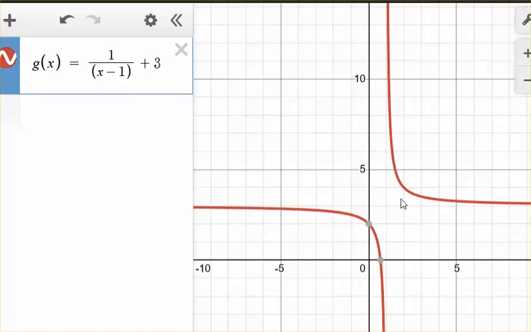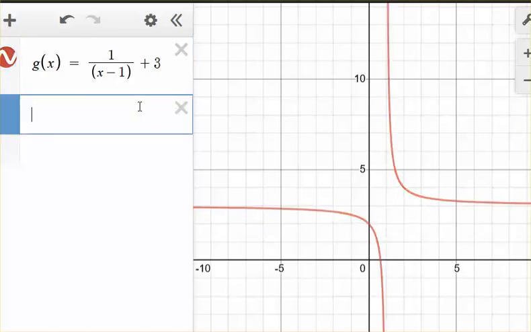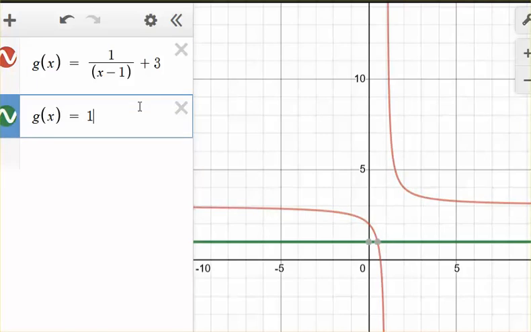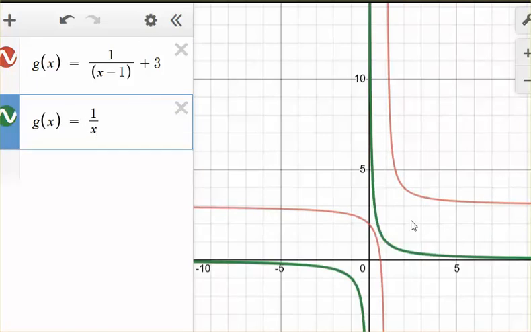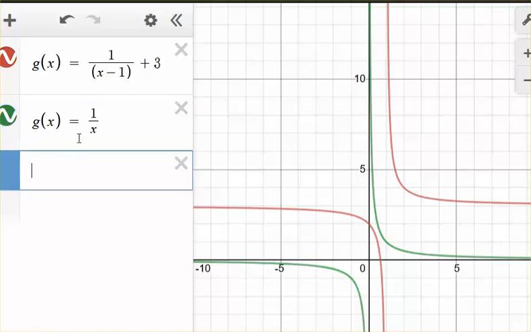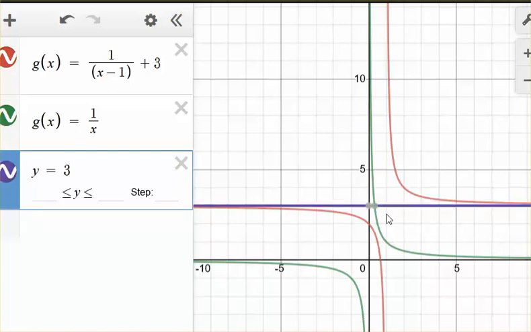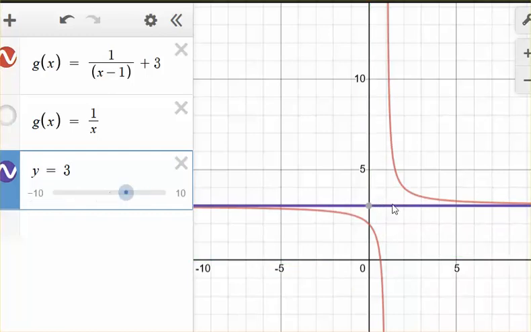So here's my function. I can see several things have changed from the parent function. The parent function is g of x equals 1 over x. That's the green. I can see that the red, mine, has moved up, and in fact it's moved up 3. I can tell that from this. So the translation will be up 3, and I can also tell that the horizontal asymptote will be y equals 3. That line y equals 3 is the horizontal asymptote. It will never touch those red lines.